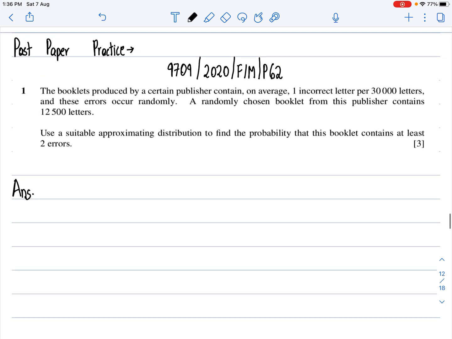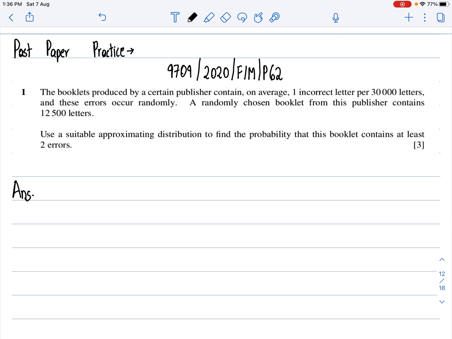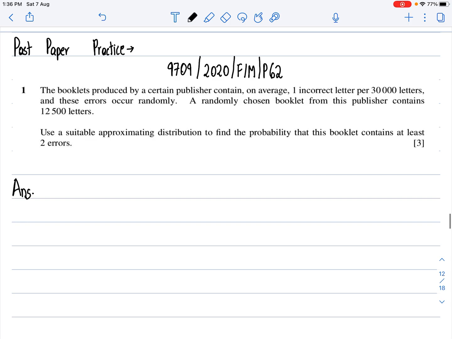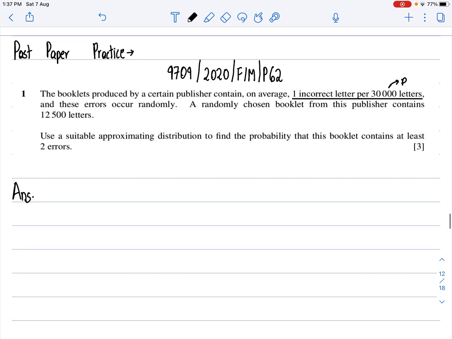This is from 9709 2020 Feb March paper 62. The booklets produced by a certain publisher contain on average 1 incorrect letter per 30,000 letters. As you can see, this is the probability you have. This is your p, correct? You always need to identify this. And these errors occur randomly. A randomly chosen booklet from this publisher contains 12,500 letters.